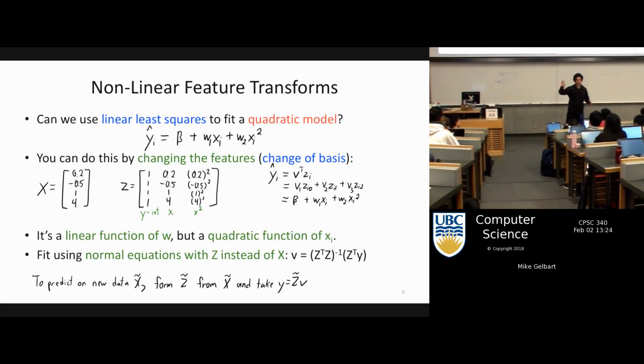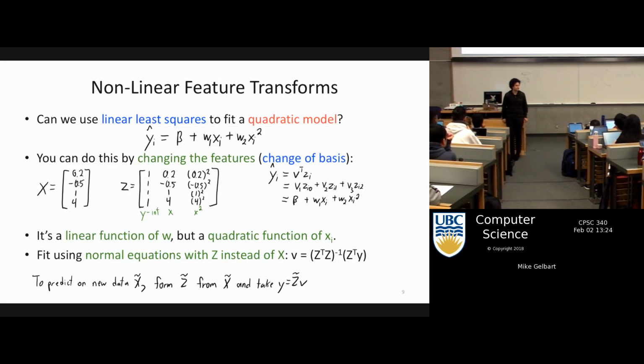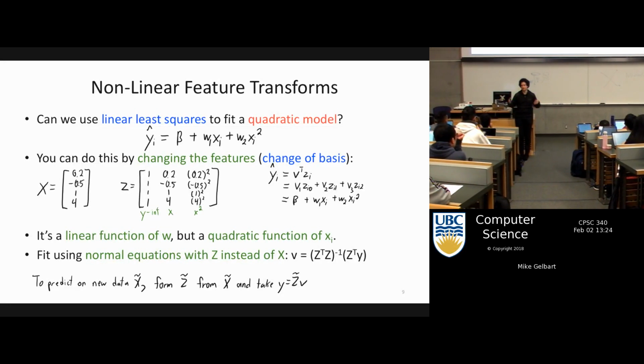Go from x tilde, as we're calling it, our test data, to z tilde. And then we can use v to make those predictions. And in fact, it's a general principle. Whatever you do to your training data in training, you typically do those same steps to your test data before making a prediction.